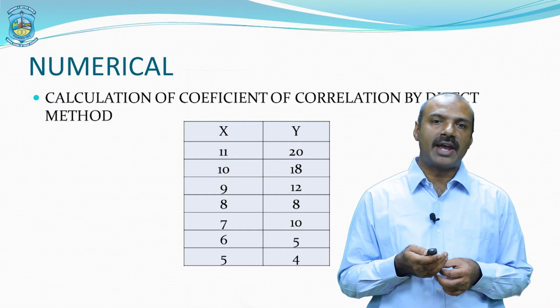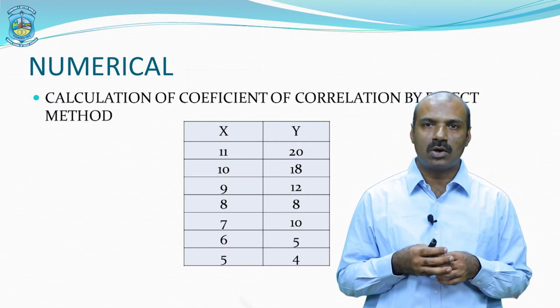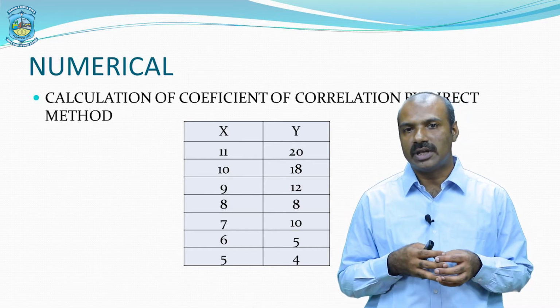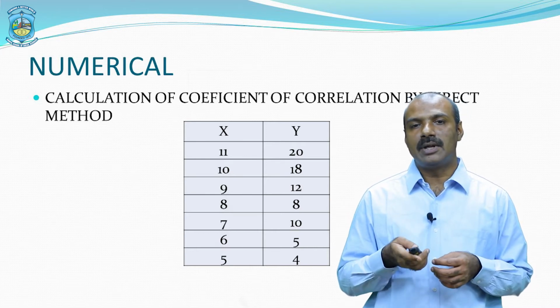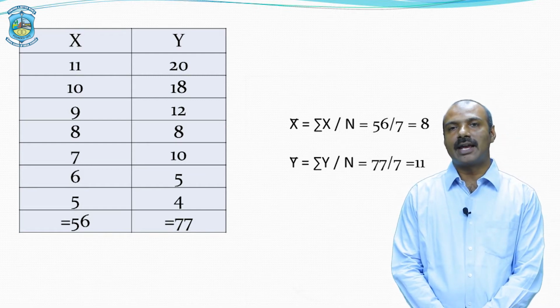We have some values of x and y, and we have to check whether both the variables are correlated to each other or not, and how much they are associated with each other. So let's take an example. In this example, some observations are given, some values are given for x and y.